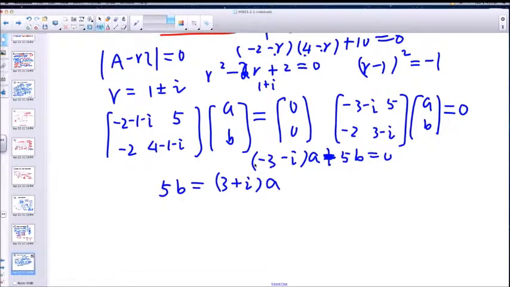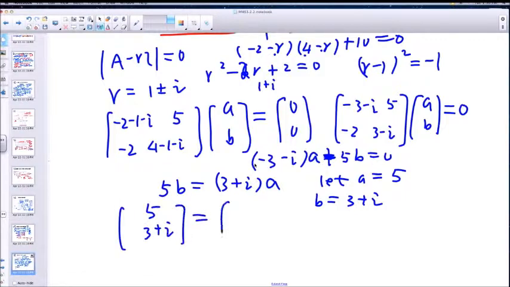Now how do you solve it? Easy. You have one freedom. Let a equal 5 to make it nice. Then b equals 3 plus i. Then your solution is 5, 3 plus i, which is 5, 3. That's your real part A. Your imaginary part, take the i out, 0, 1. That's the B. Can you see it?